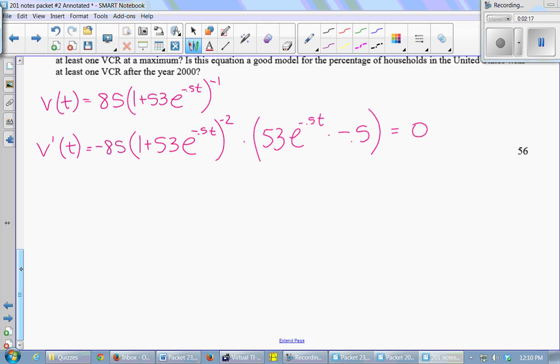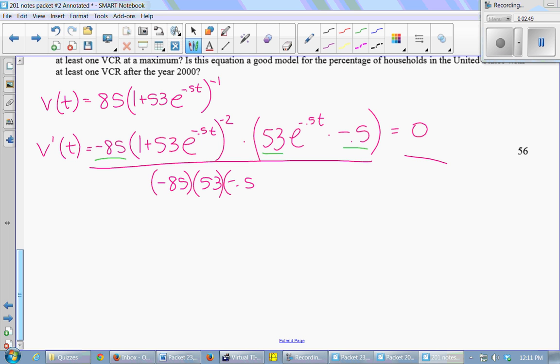So let's try to simplify this a little bit before I start trying to solve. So I just want to make this a little bit simpler. I could divide out my 85. I could divide out this 53 and this negative 0.5 and the negative 85. So I'm just going to divide both sides by all of those. Okay, so these all go away.